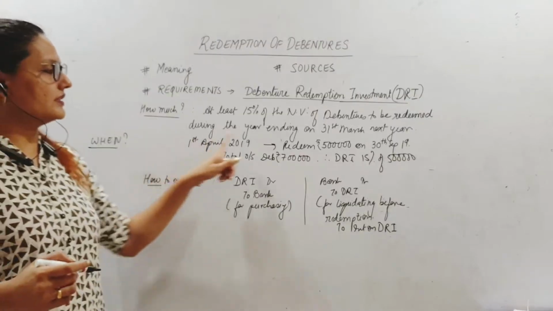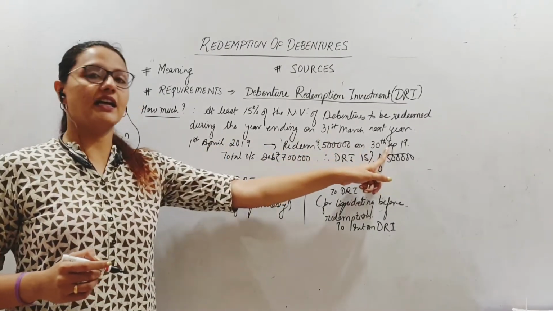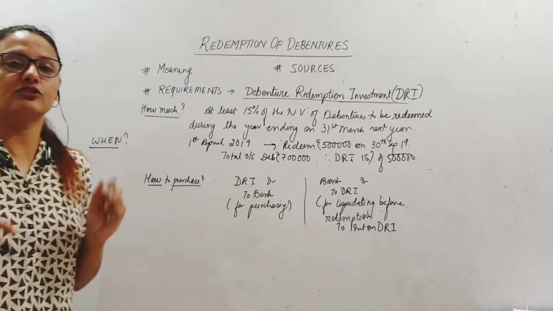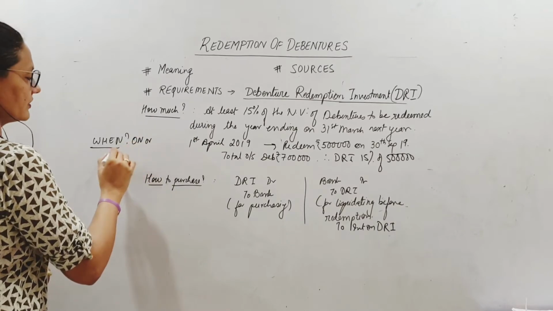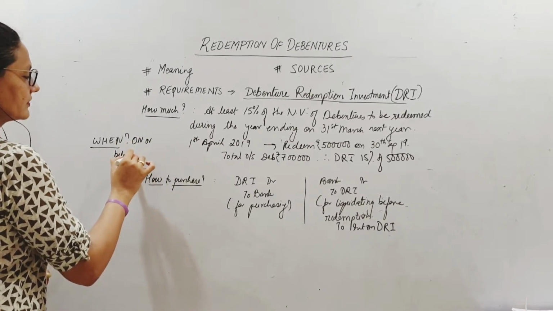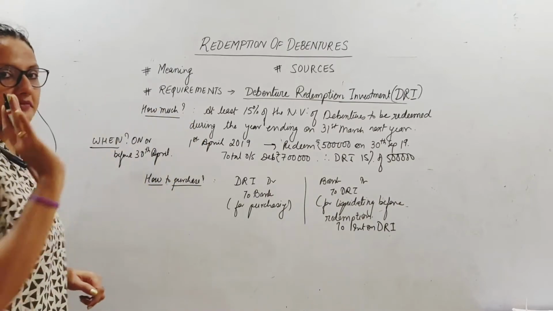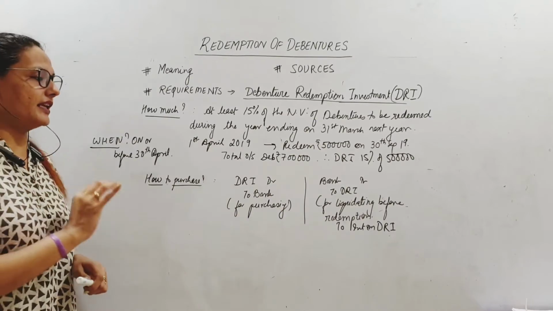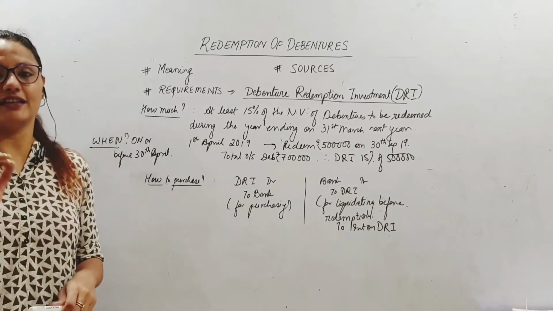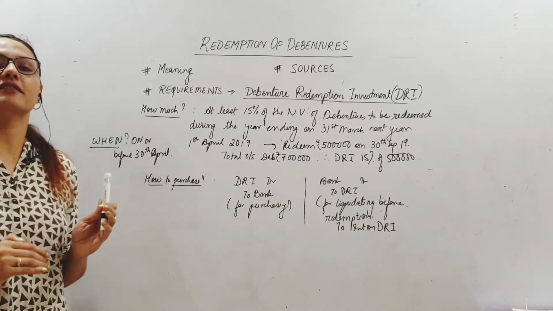When? Suppose this is the same thing. 1st of April hai. I know that I have to redeem on 30th September. So I have to create a DRI on or before 30th April of this year. Today is 1st. 30th April से पहले ये investment हो जाना चाहिए. Because I am supposed to redeem during this year.